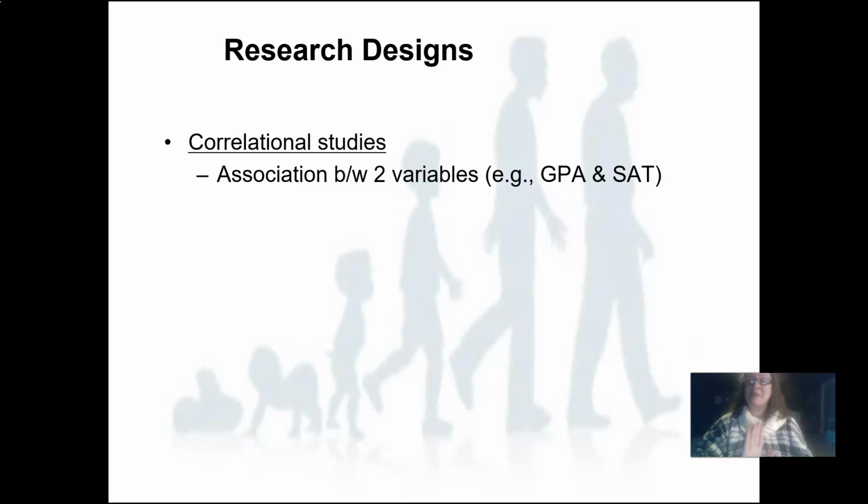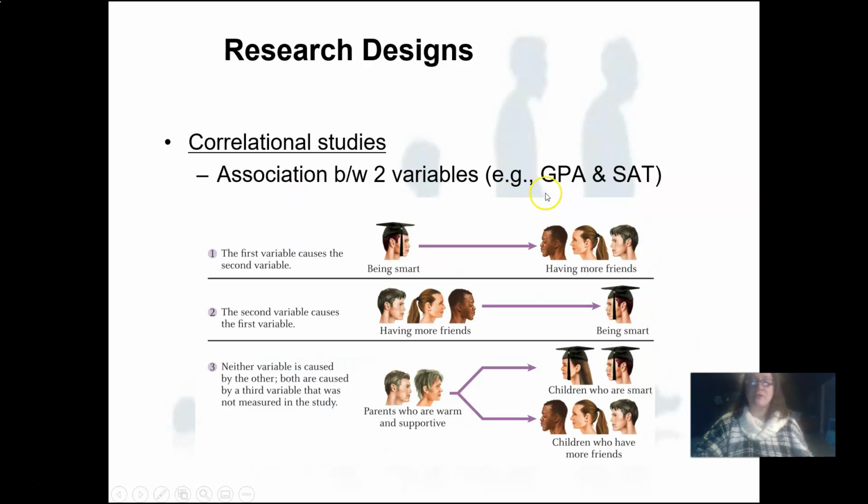All right, now we have some research designs to discuss. And with this, correlational studies are going to be a lot of the research that you actually see. It's an association between two variables. So GPA and SAT, or height and shoe size.